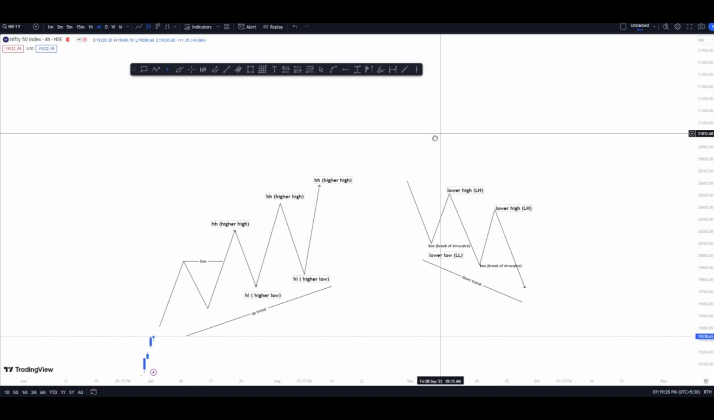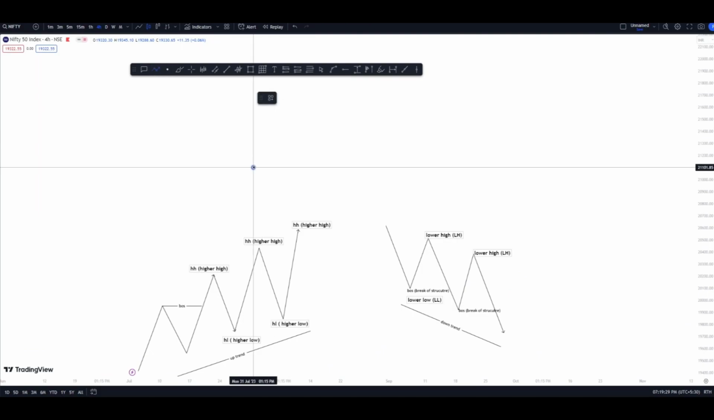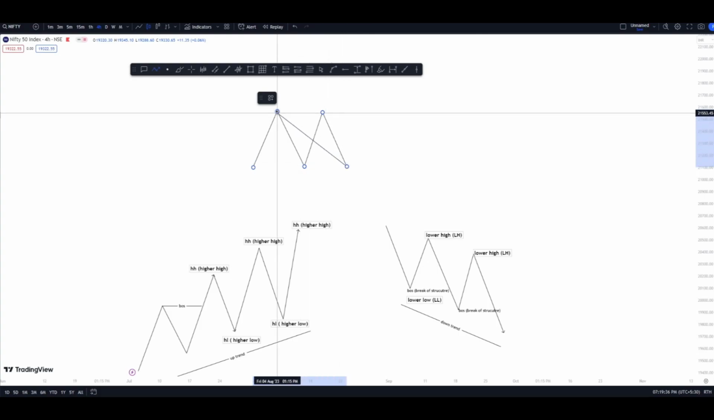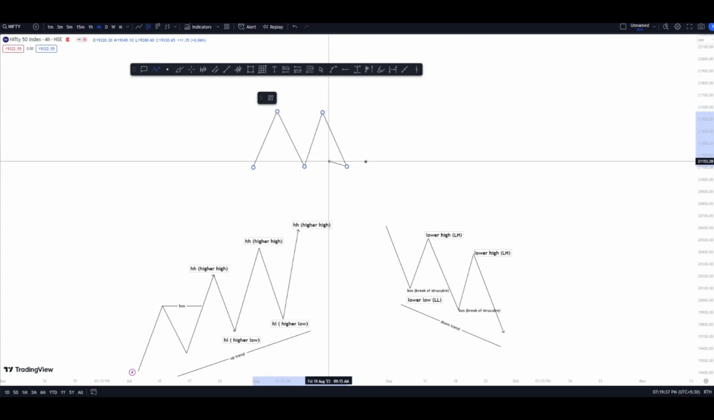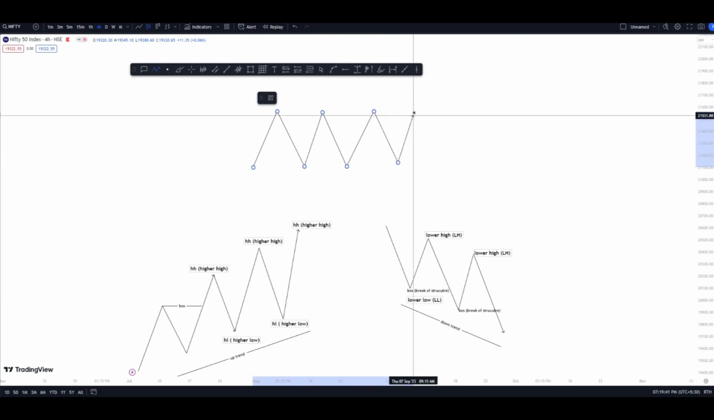And there is a third kind of trend, that is the sideways trend or consolidation. In consolidation, price neither breaks its high nor its low, it just goes sideways.